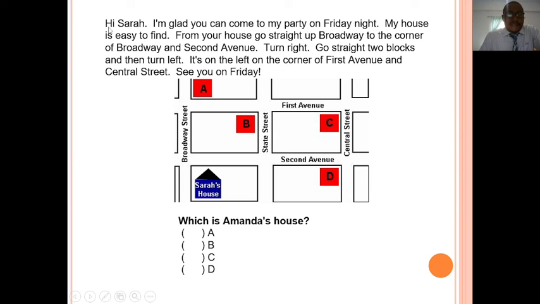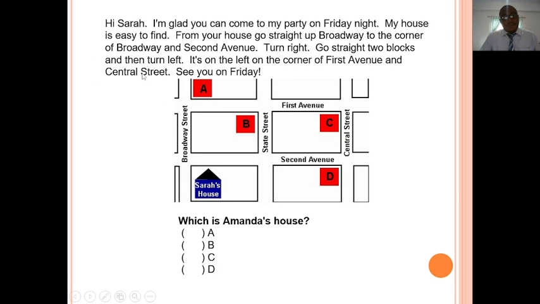Okay, 1, 2, 3. Hi Sarah, I'm glad you can come to my party on Friday night. My house is easy to find. From your house, go straight up Broadway to the corner of Broadway and 2nd Avenue. Turn right, go straight 2 blocks and then turn left. It's on the left on the corner of the 1st Avenue and Central Street. See you on Friday.